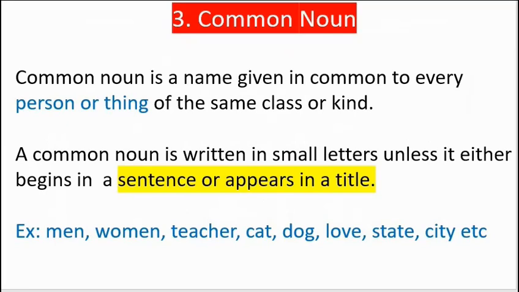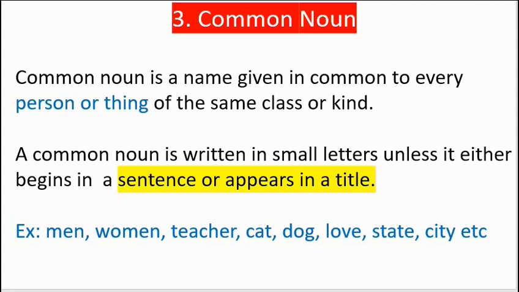If it is the beginning of any sentence, then we take a capital letter. If it is a title, then we take a capital letter. Otherwise, a common noun will never be capitalized. Now, common noun examples: men. Men means many people. Women, many. But we are not particularly saying Gopal or Sita or Ravi. So we are not saying a particular man; it is general.